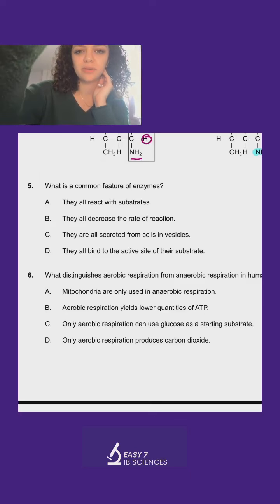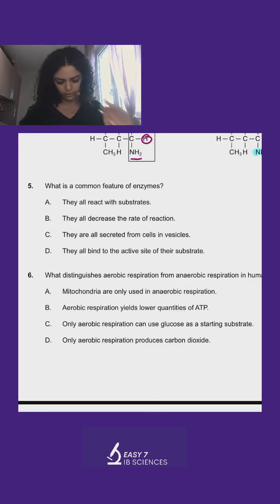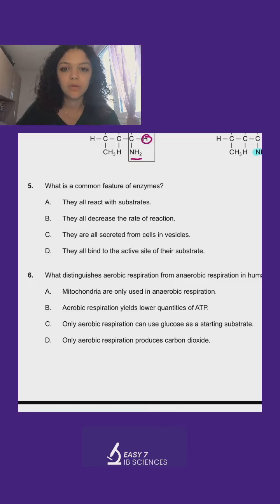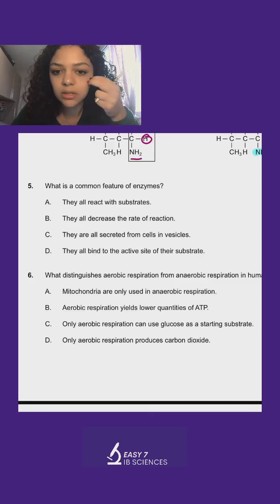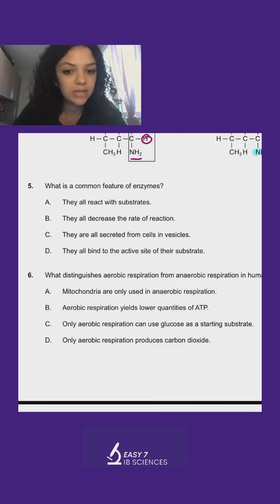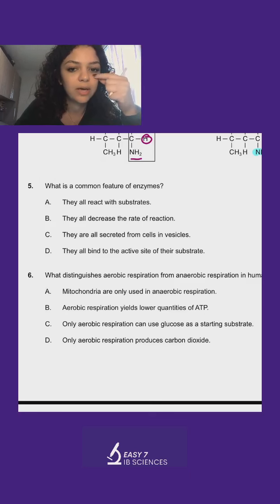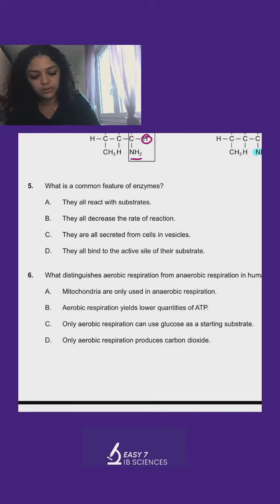Okay, people are saying D. Be very careful, guys. Reread the wording of D. They all bind to the active sites of their substrate. Do enzymes bind to the active site of their substrate, or is it the other way around? Okay, lots of people are saying A. Very good. Exactly. So the answer is A because they all react with substrates.